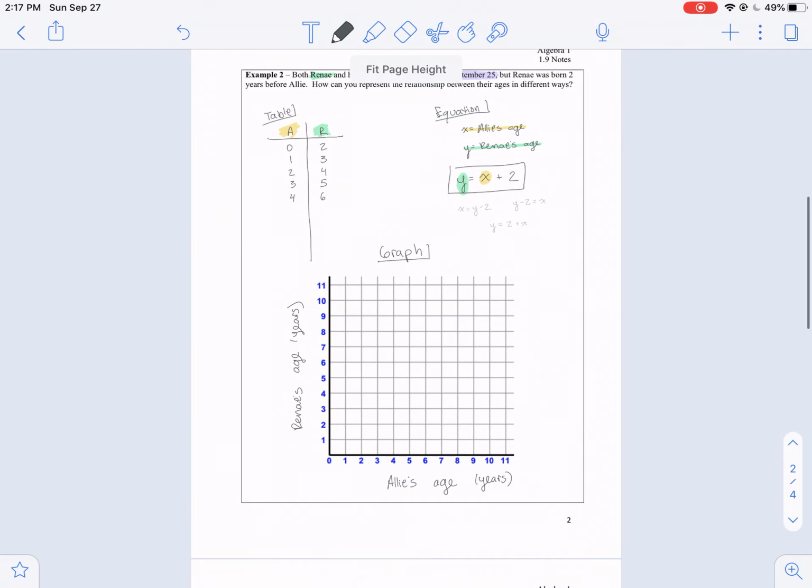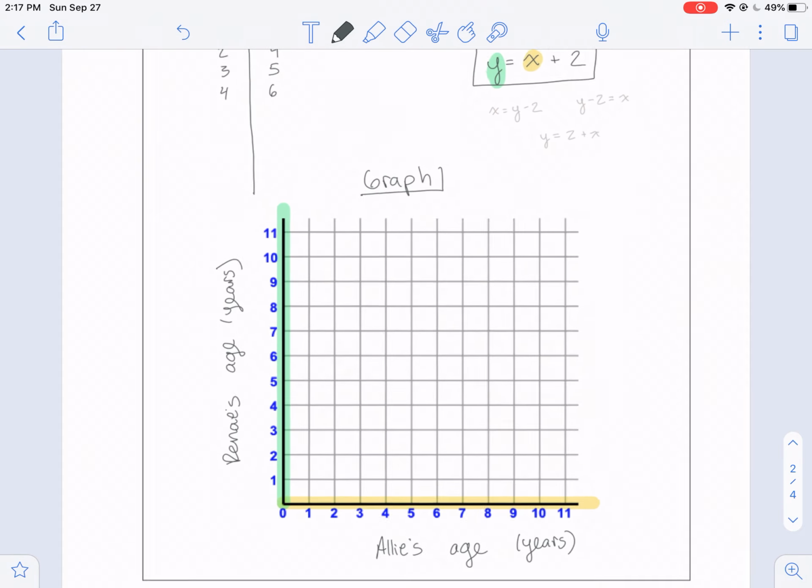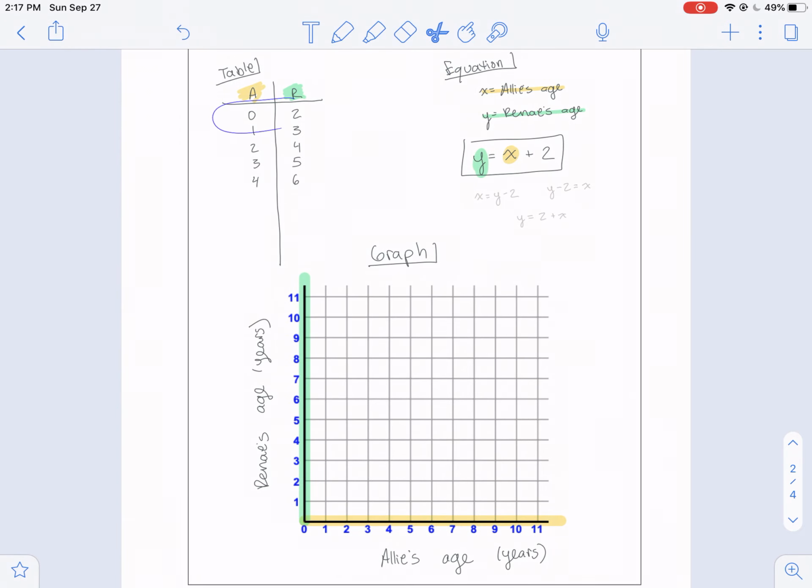Okay, so going along our x-axis down here, these are all of Allie's ages in years. I can make that a little bit thicker. There we go. And then going up the y-axis right here, we have Renee's age. And we're going to plot some points that go with it. So when Allie was 0, Renee was 2. So that goes at (0, 2). And when Allie was 1, Renee was 3. When Allie was 2, Renee was 4.